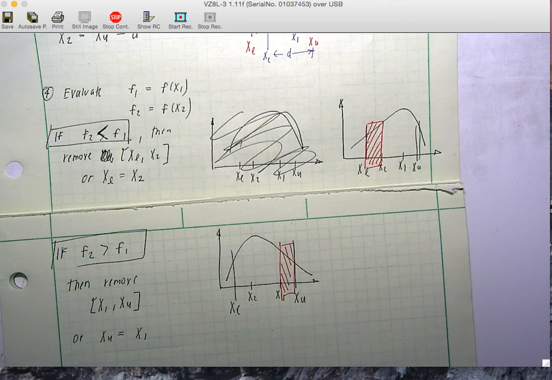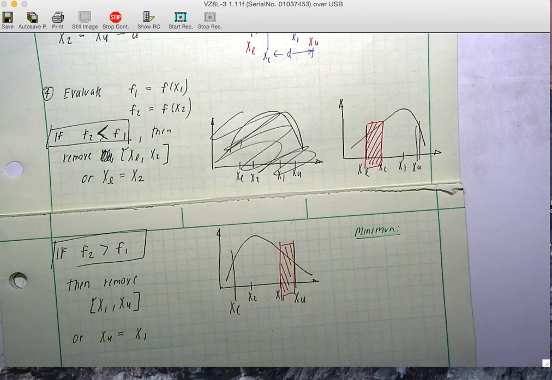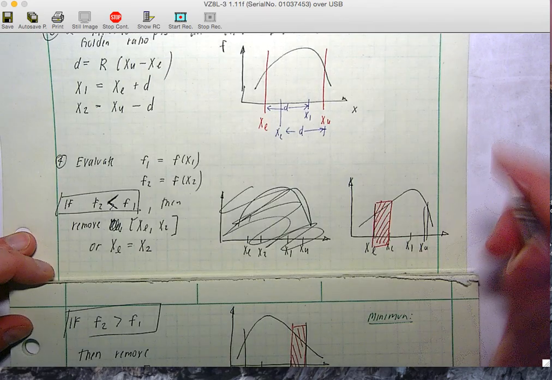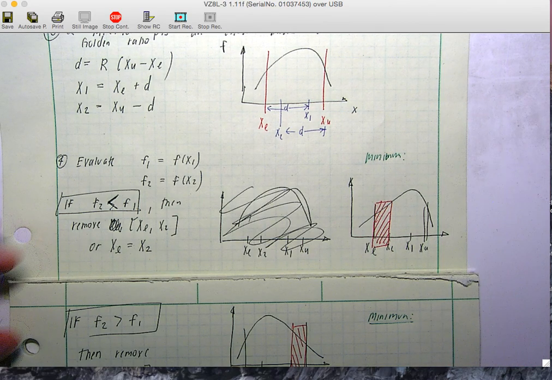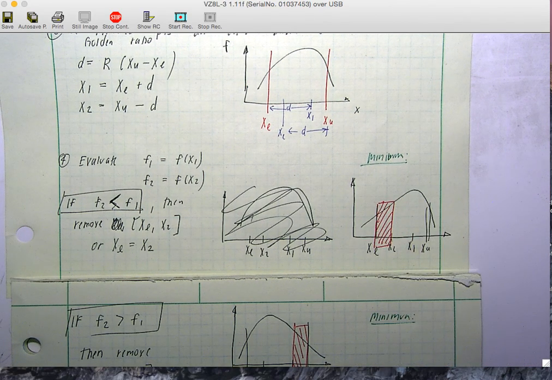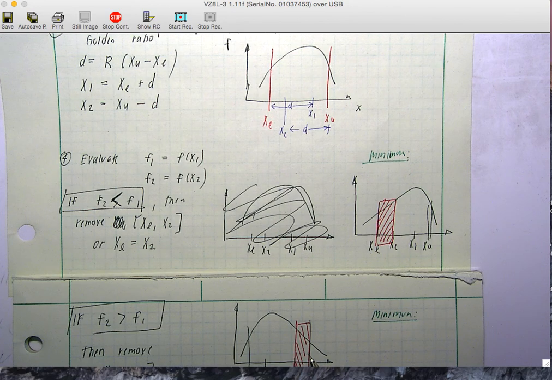And since you guys are writing a minimum function algorithm in your lab, what would change with the minimum? Any ideas? That's an open question. So here we're checking if f2 is greater than f1, right? And we're removing the section on that side.